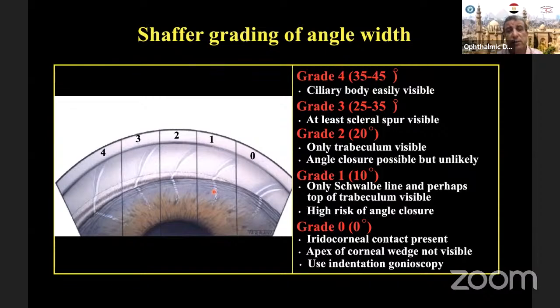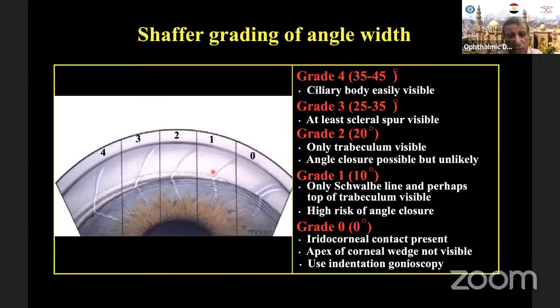Especially in dim light in the cinemas, if you are watching TV at night in a dark room, and if you lean forward with your face down. Grade 0 means iridocorneal touch is present here. The iris is in contact directly with the cornea, and the apex of the corneal wedge is not visible here.